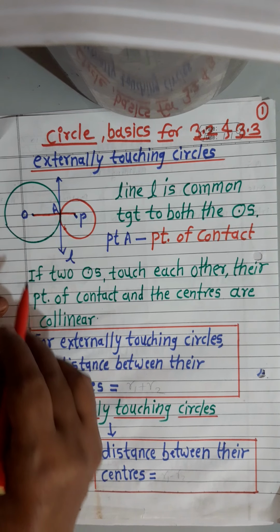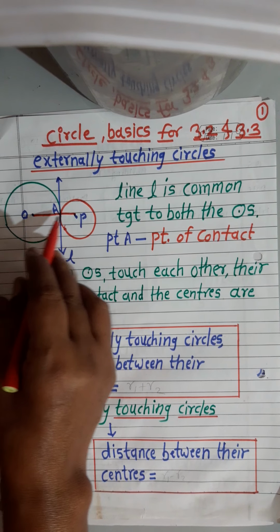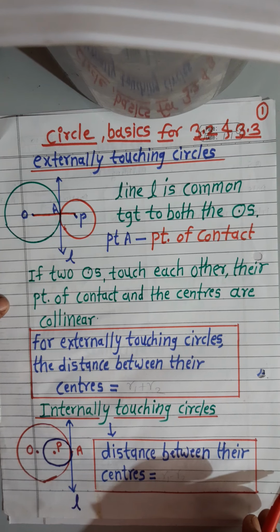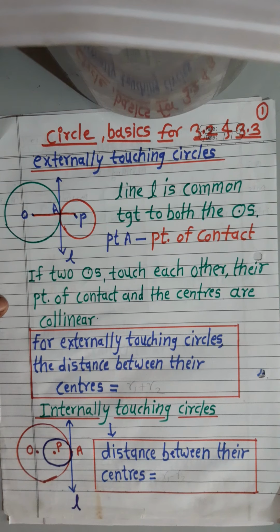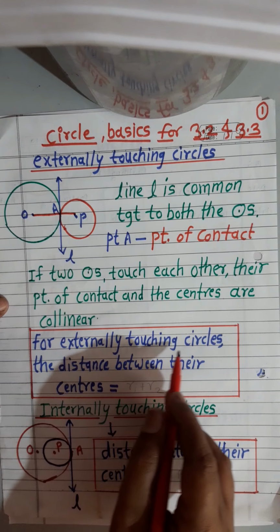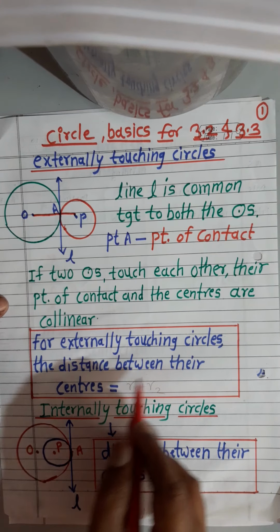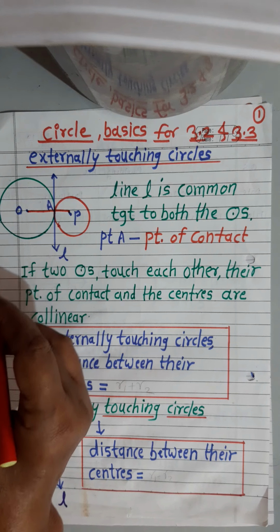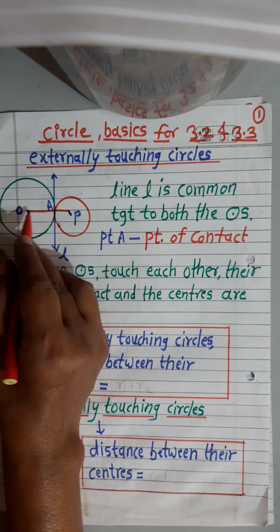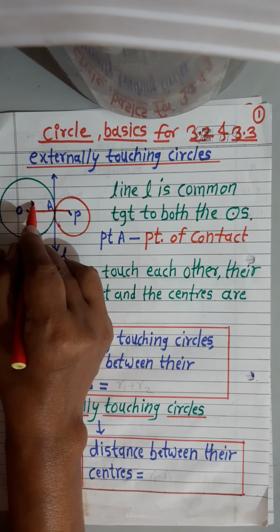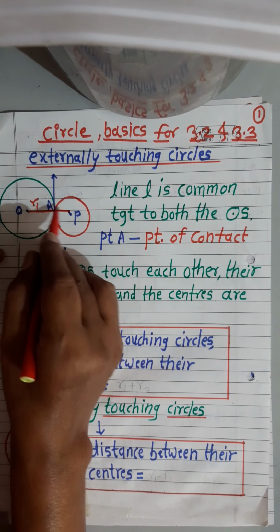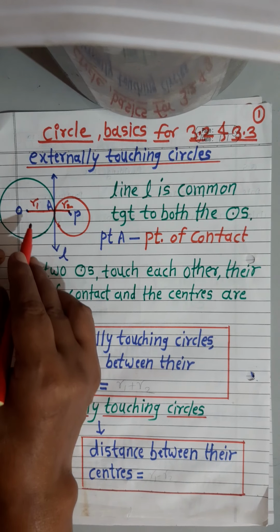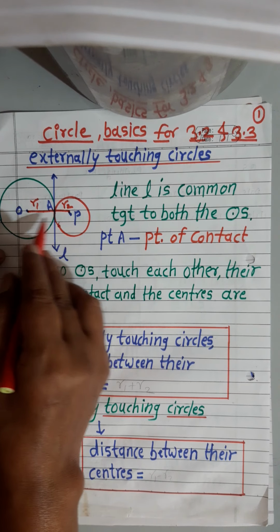These 3 points are collinear, or these 3 points lie on the same line. Now, suppose we want to find the distance between their centers. For externally touching circles, we want to find the distance OP. Now we know that OA is the radius of the bigger circle, so it is R1. AP is the radius of the smaller circle, say it is R2.